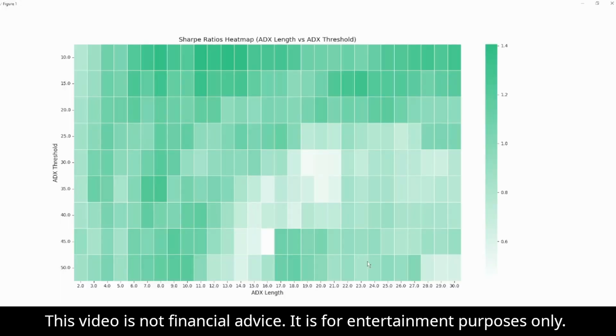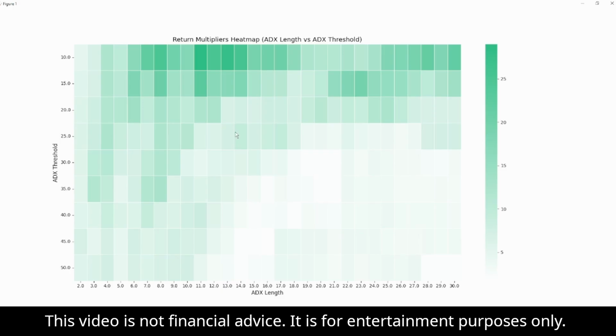So let's quickly look at the returns. Here are the returns expressed as a multiplier. With a starting capital, for example, of $1,000, you would end up at about 25 times $1,000 at the end of the backtest for a length of maybe 10 or 12, and an ADX threshold which is very low here, of about 10. So these cells here on top.